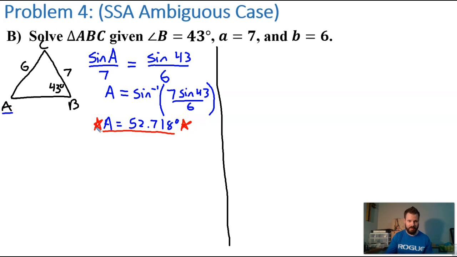Now I'm going to star that because that is what I'm going to use to move over to my second triangle, that first measurement. We've got big A, big B. We can find big C now. We can say that angle C is equal to 180 minus the other two angles. So minus 43 minus 52.718. When I do that, I get 84.282.